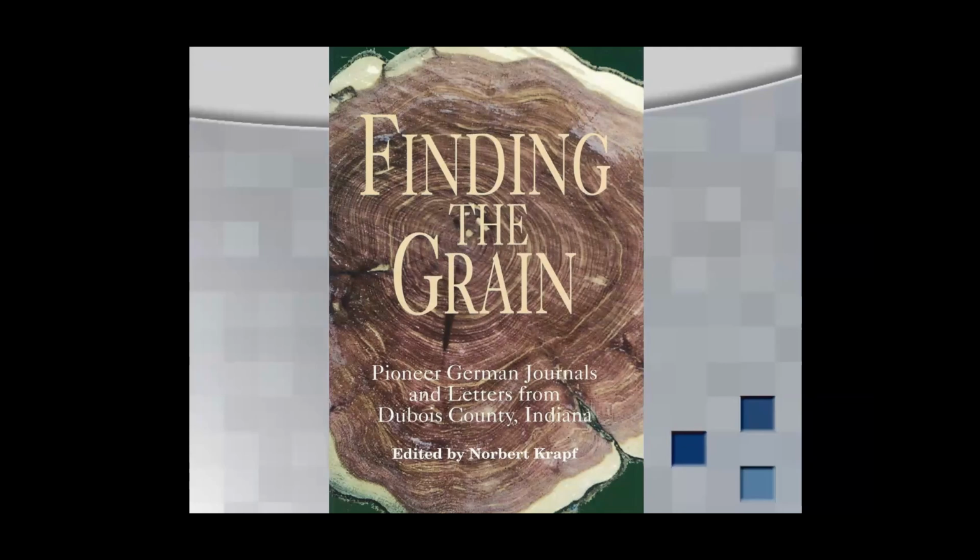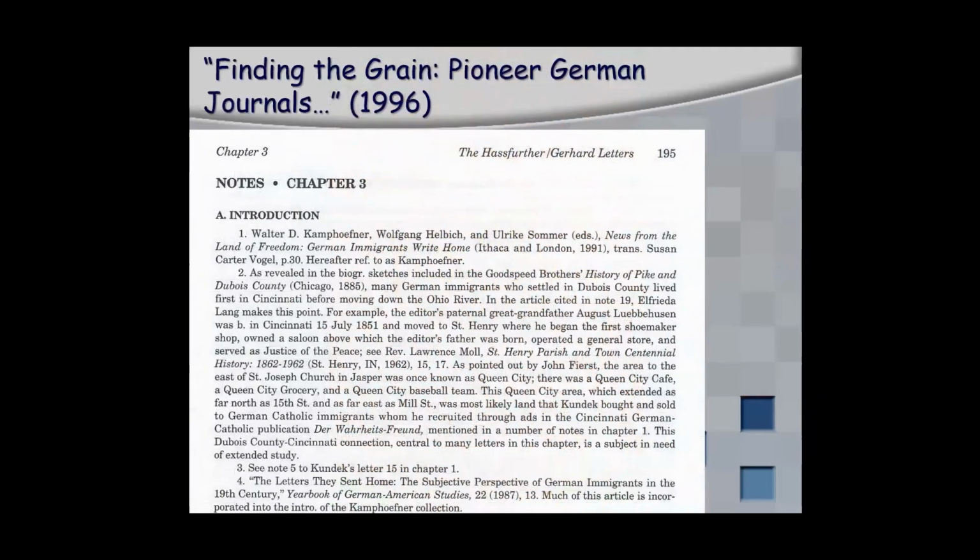So what do we find in this book, which is really well done? I love reading letters, diaries, and journals from the time period where my ancestors lived. At the end of every chapter, and every chapter is a collection of journals from a particular person, there are notes. These are very robust notes where you can see other publications that we might want to refer to. You can see a lot of explanatory information. Many German immigrants who settled in Dubois County lived first in Cincinnati before moving down the Ohio River. That sets up a whole migration pattern that we may or may not have known about.